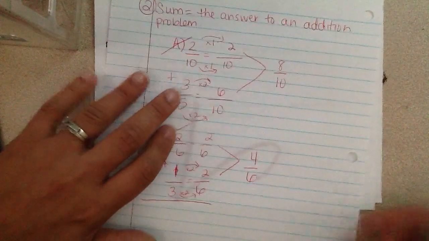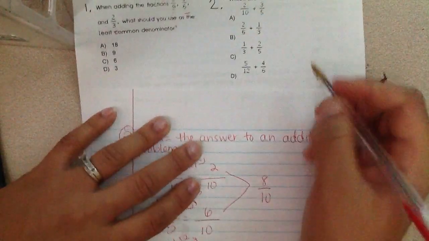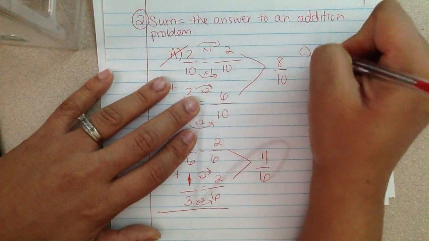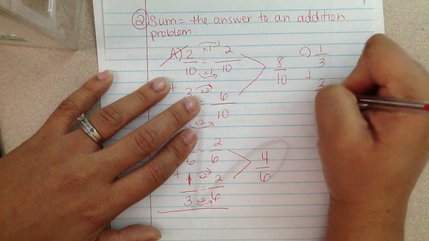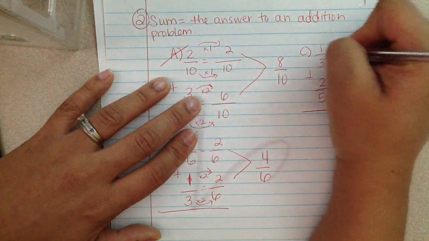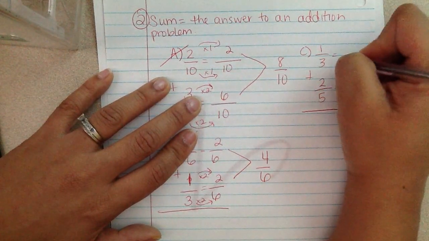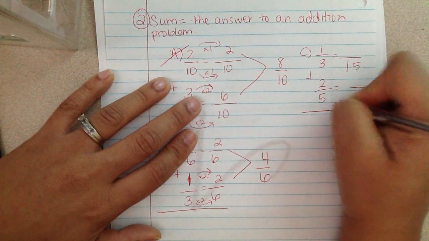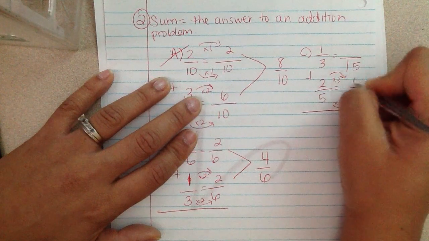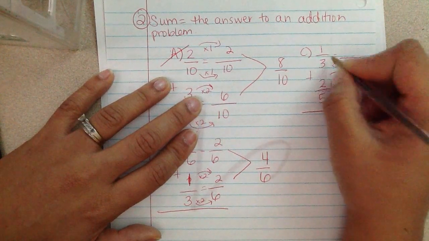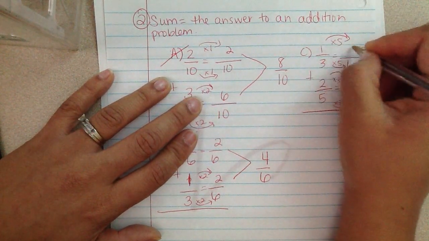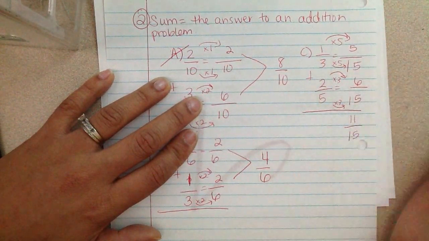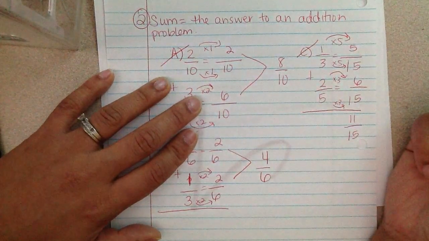When I look at C, C is 1/3 plus 2/5, so I'm going to try that. 1/3 plus 2/5. Well, what denominator could they share? 3 and 5 could share the denominator 15. 5 times 3 is 15, so I'm going to do my numerator times 3, which is 6. 3 times 5 is 15, so my numerator times 5 is 5. I have 5 plus 6, and that is 11/15. Still, C is not greater than 1.